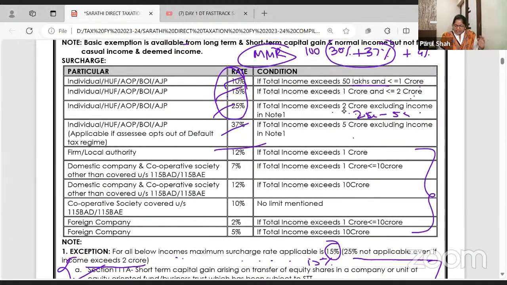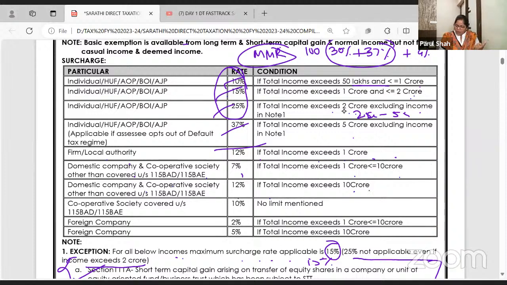Surcharge rates for others, let us learn it once. If it is a partnership firm and the income exceeds 1 crore, the surcharge rate is 12%. For a domestic company, and some cooperative societies added this time, if income exceeds 1 crore and up to 10 crore, 7%. Above 10 crore, 12%.